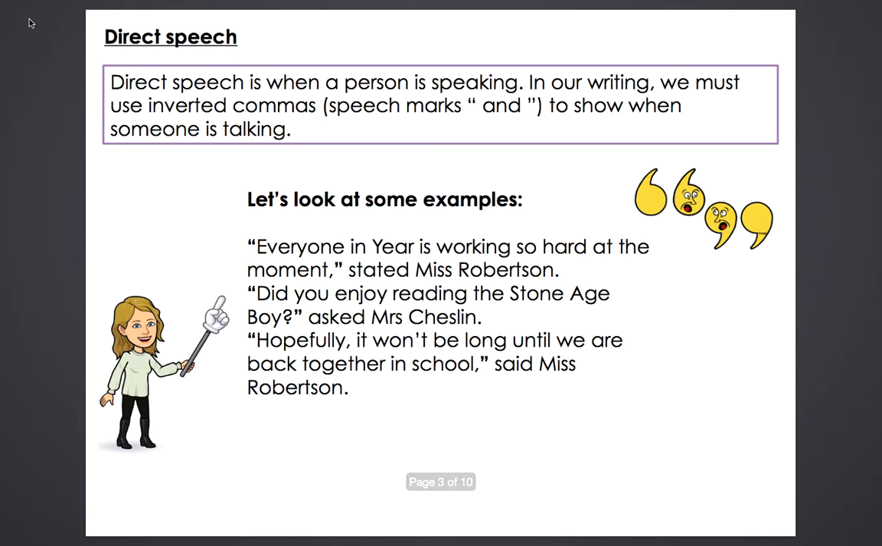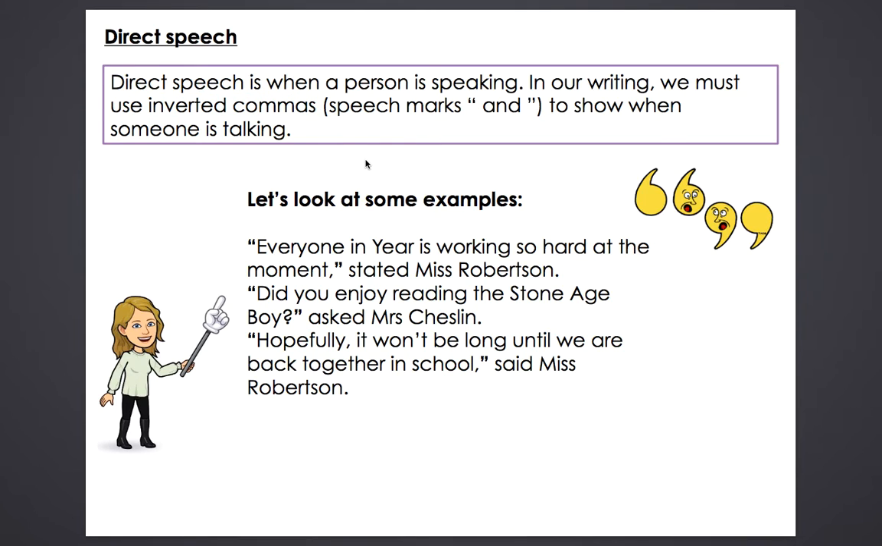Now, first of all, direct speech is when a person is speaking. When we are doing our writing, when someone is speaking in a story, we need to use some punctuation to show us that someone is talking. So who can remember what the punctuation is that we need to use when we're looking at direct speech? Can anyone remember? That's right. We must use inverted commas, okay?